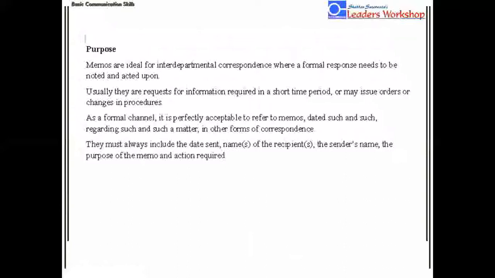So what's the purpose of the memo? Memos are ideal for interdepartmental correspondence where a formal response needs to be noted and acted upon. So basically, if you want people to work on it and you want that to stick, you must use a memo within the organization.